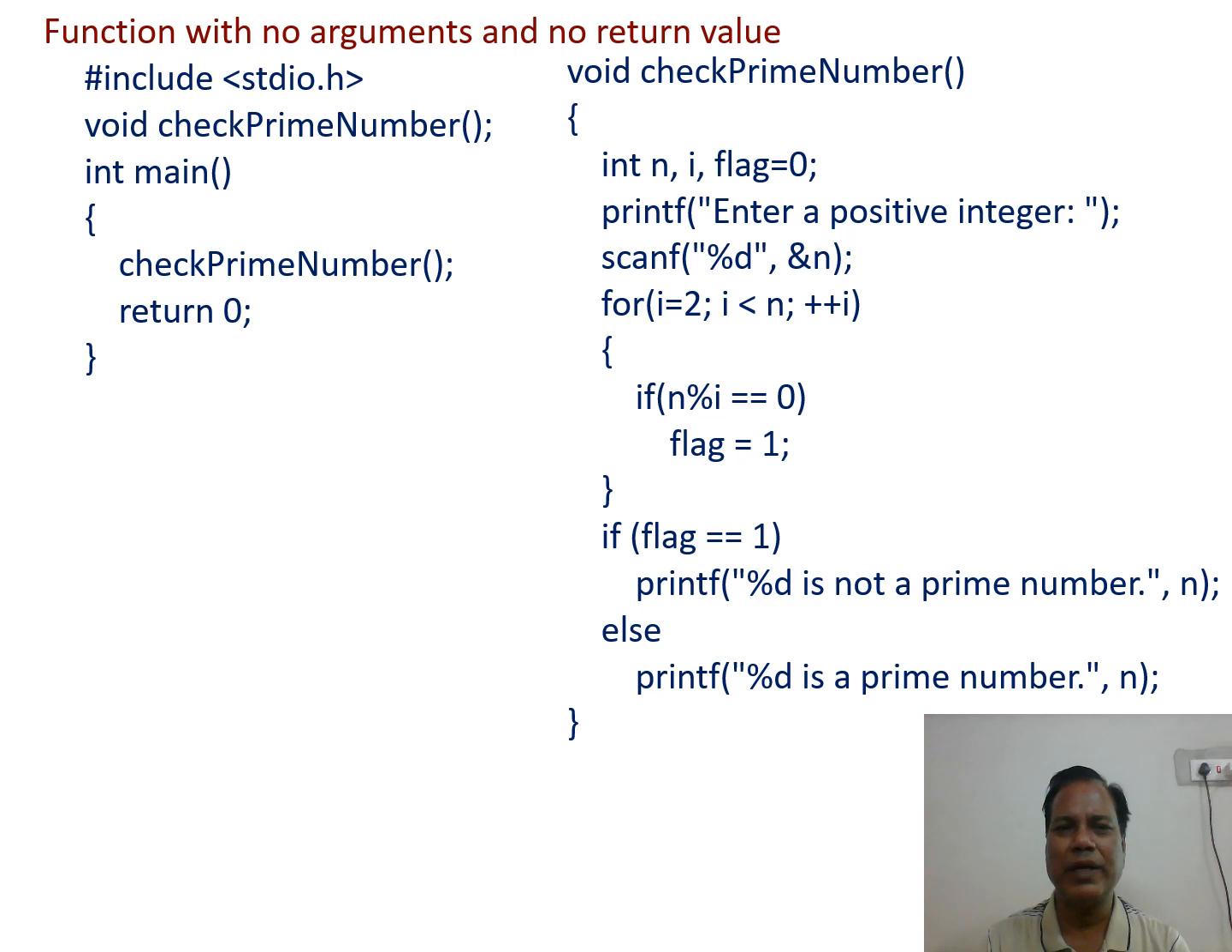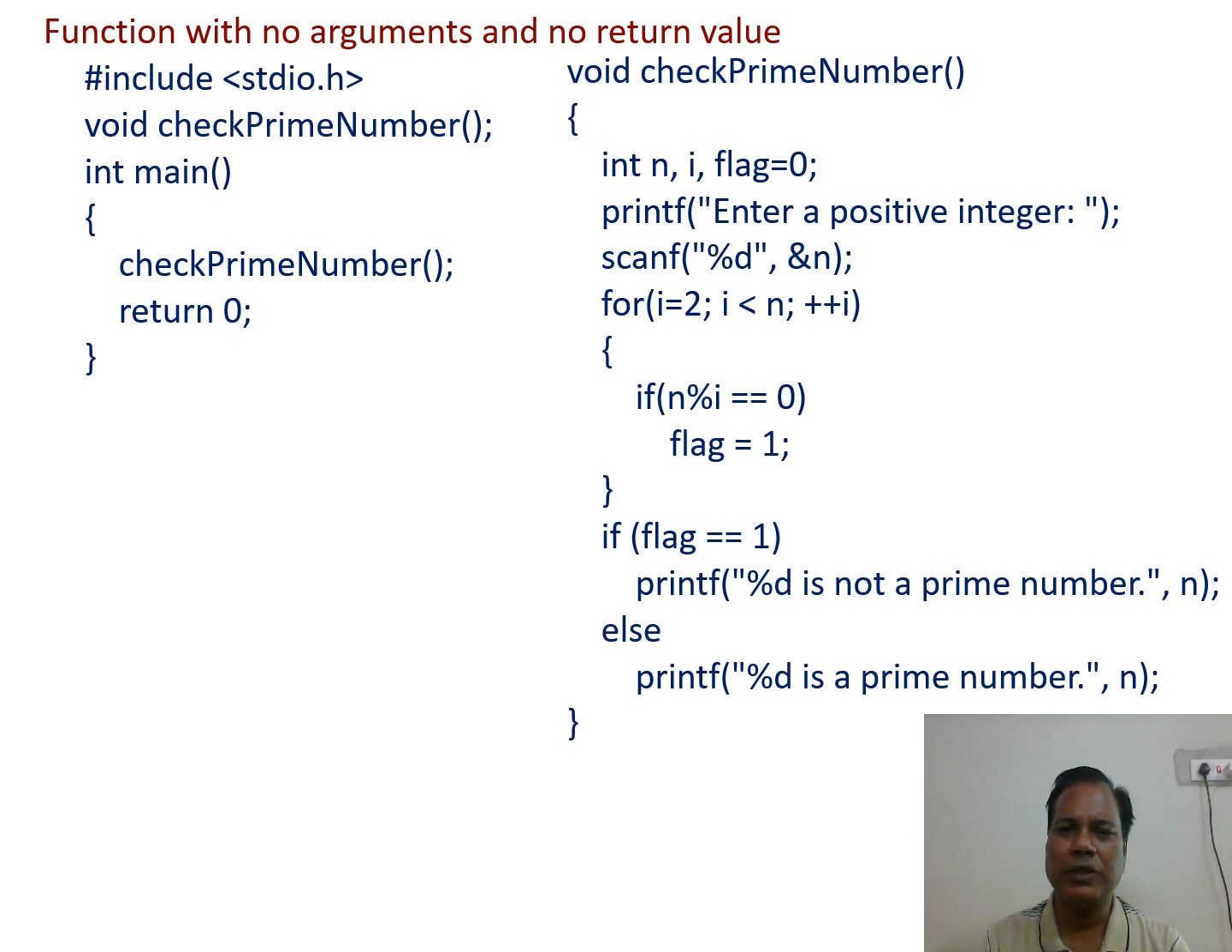Inside the body of this main function, the first statement is check prime number open and close parenthesis and at the end a semicolon. So this is the call statement, that is, the check prime number function is called by the main function. When this is called by the main function, control from this point goes to the function, where it is written void check prime number open and close parenthesis. So control goes to this function.